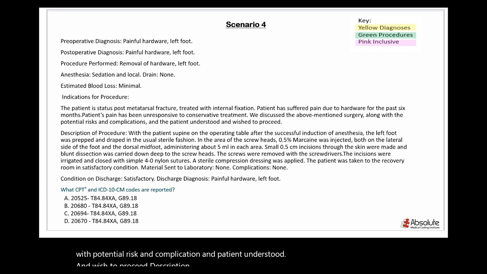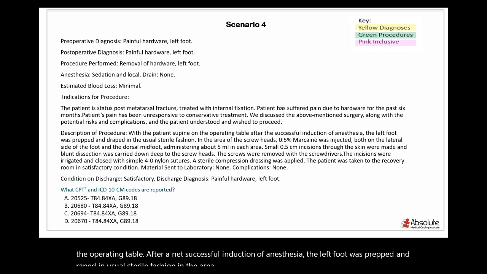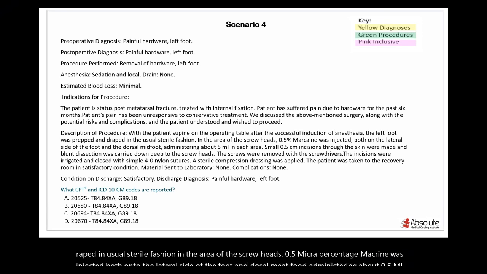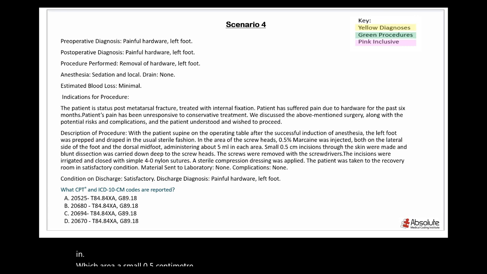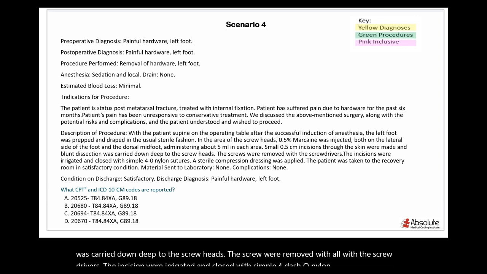Description of procedure: the patient was supine on the operating table after induction of anesthesia. The left foot was prepped and draped in the usual sterile fashion. In the area of the screw heads, 0.5% local anesthetic was injected on both the lateral side of the foot and the dorsal midfoot, administering about 0.5 ml in each area. A small 0.5 centimeter incision through the skin was made, and a blunt dissection was carried down deep to the screw heads. The screws were removed with the screwdriver. The incision was irrigated and closed with simple 4-0 nylon sutures. A sterile compression dressing was applied. The patient was taken to the recovery room in satisfactory condition.